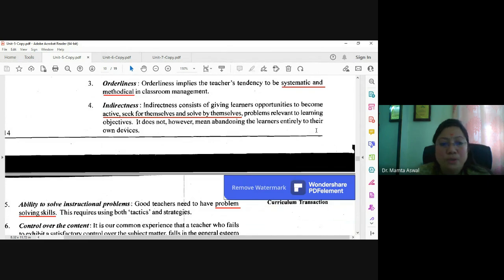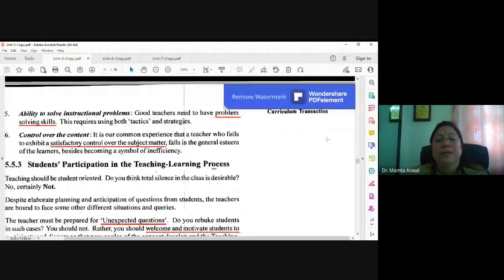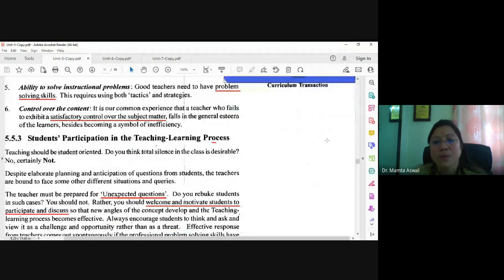Learning opportunities must be provided to the children. The teacher must not speak all the time. The opportunity must be given to the children also to speak, to present their views, their ideas, etc. Ability to solve problems: whatever problems come inside the classroom, behavioral problems, discipline problems, the child is not doing his homework, the child doesn't listen to you. So the teacher must solve these problems amicably, making use of different strategies.